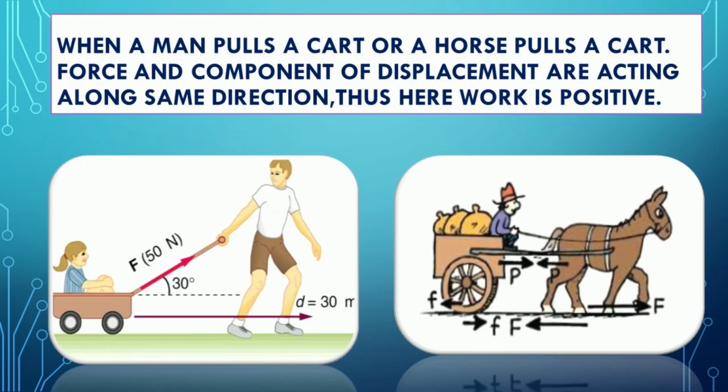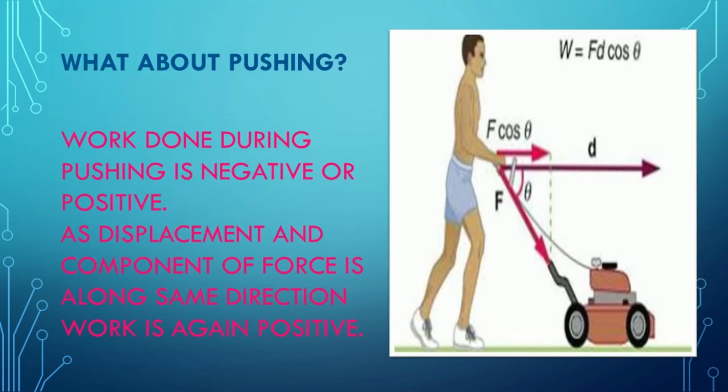So many examples we can come across in our daily life. You can see in the figure, children, when a man pulls a cart or a horse pulls a cart, force and components of displacement are acting along the same direction. Thus, here the work is positive. What about pushing, children? Work done during pushing is negative or positive? As displacement and components of force are along the same direction, work is again positive in this case.